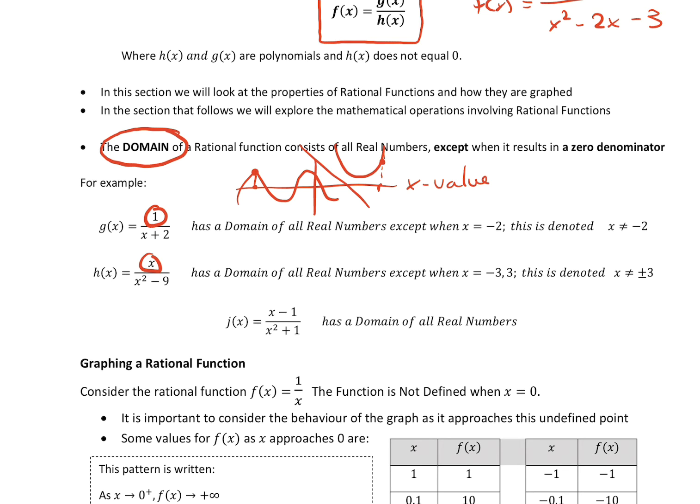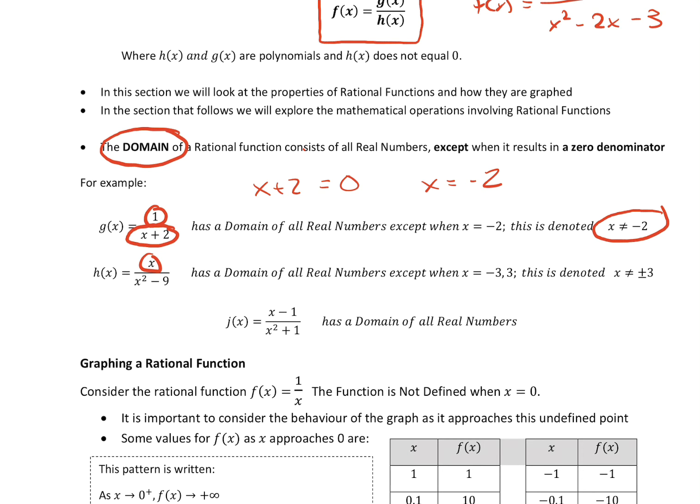That is the domain, because there are places where your graph will not exist. And those places are common in a couple scenarios. When you have rational functions, it's when the bottom is equal to 0. It's not allowed, right? You can't divide by 0. So what you're doing is you're solving, well, when does x plus 2 equal 0? Well, when x equals negative 2. So that means x can't equal negative 2.